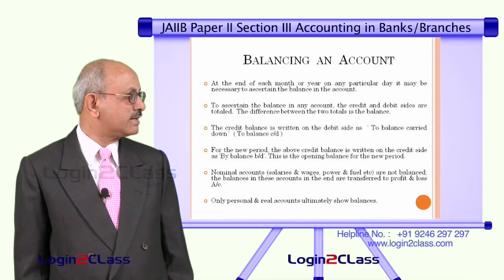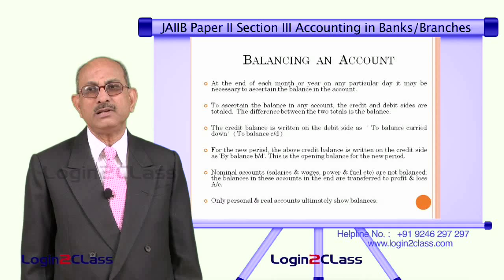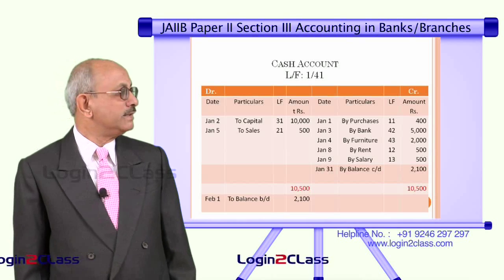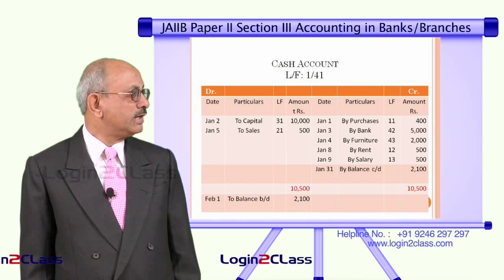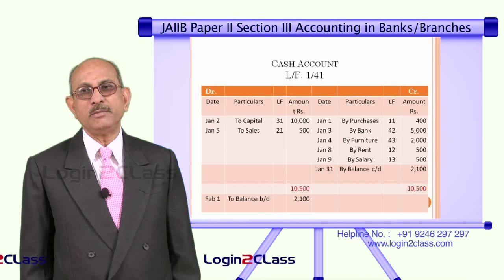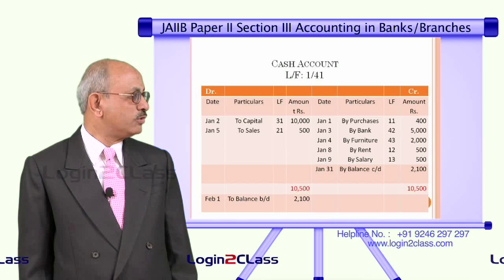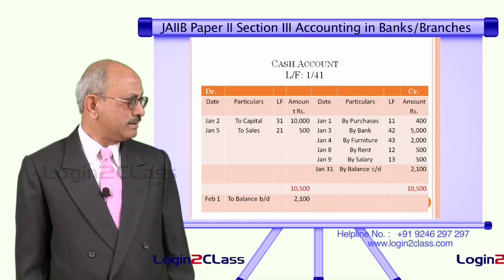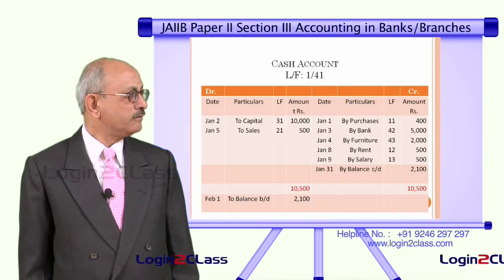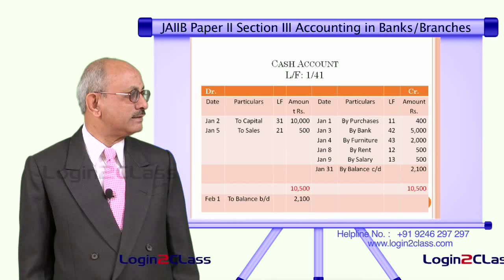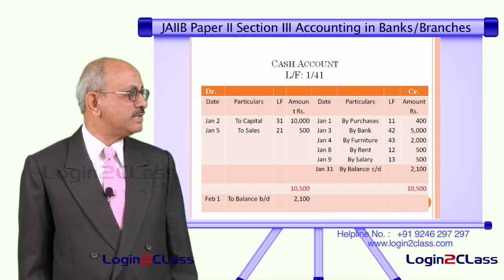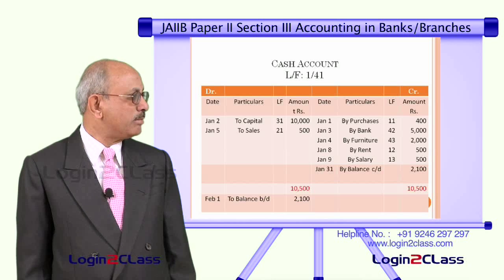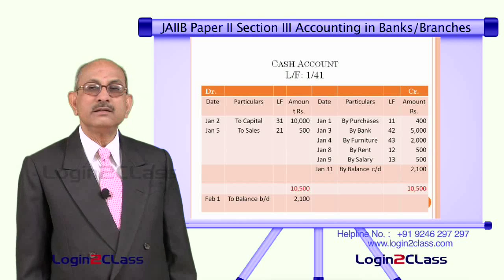Now let us try to understand this by means of the same example where we did ledger posting. As we have seen here, the cash account is shown. There are so many entries both on the debit side and the credit side. So we have to balance both the sides. We find that the total of the debit side is more, whereas the total of the credit side is less. Therefore, as on the last day of the month, January 31st, we write the difference between the two, that is 2100, as by balance carried down, and the totals are tallied.